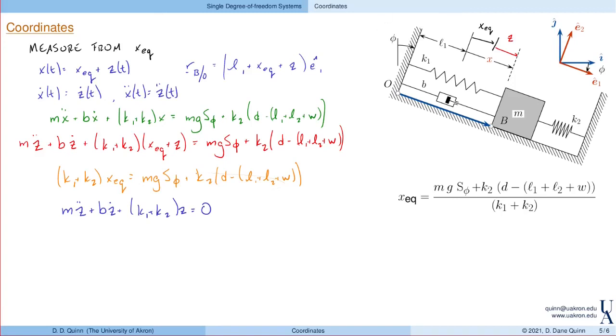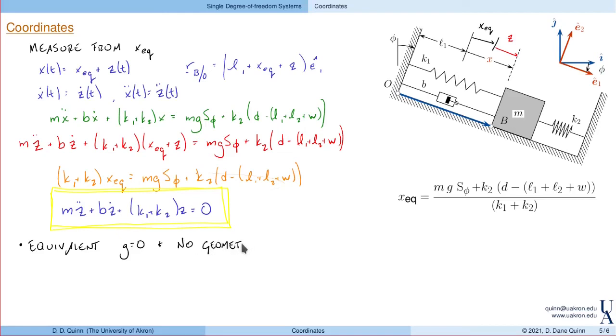So this is kind of interesting, right? It's certainly nice because before we had this huge piece in green over on the right-hand side that had some influence due to gravity and the geometry, and if we measure from static equilibrium, then all of that's gone. You know, essentially, this is equivalent to a system with no gravity, g is equal to 0, and no geometry.